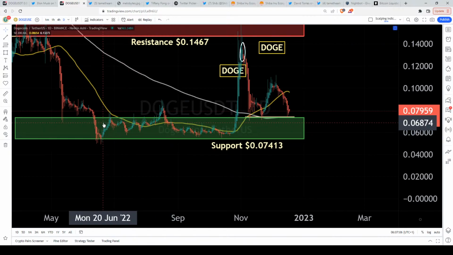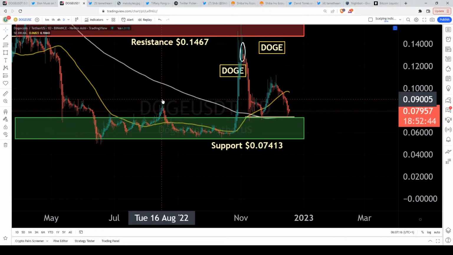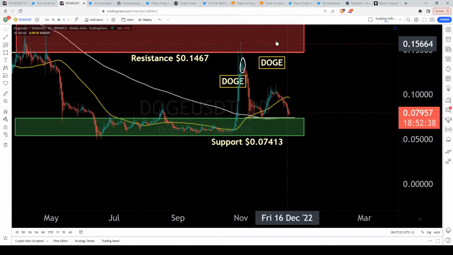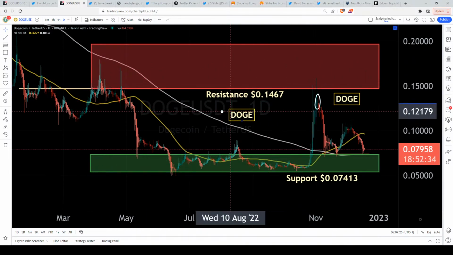I was trying to get everybody and their mother to buy back here at 6.4, 6.5 because we knew that Elon was buying Twitter. We knew that he had funding to buy Twitter. A lot of people were very skeptical. Some people took profit the first time we spiked above 9 cents. And then boom, we ran up to above 18 cents. Back here. Sorry, 15 cents.